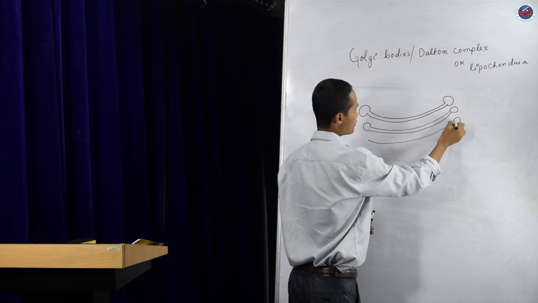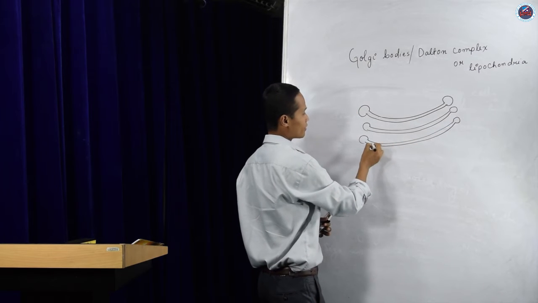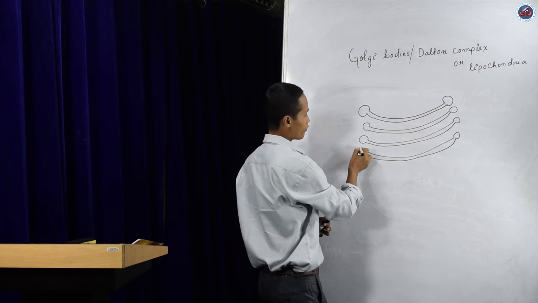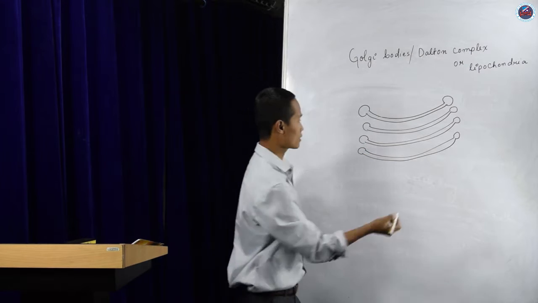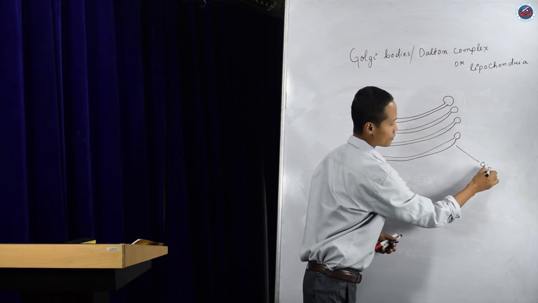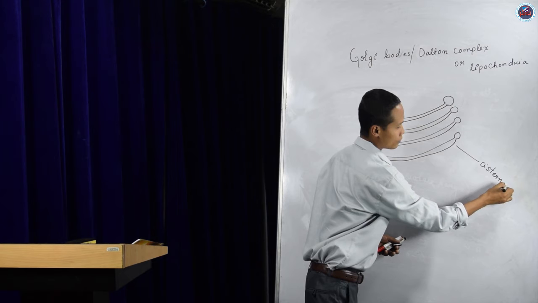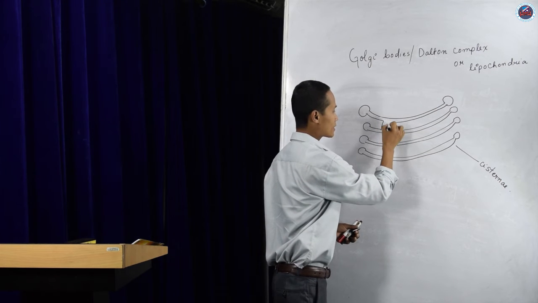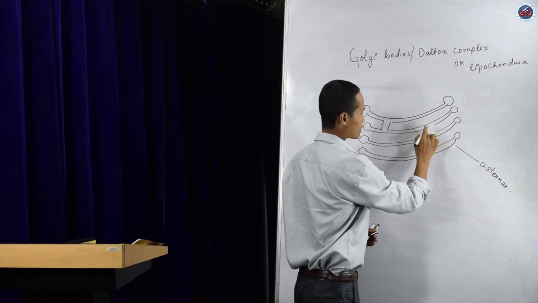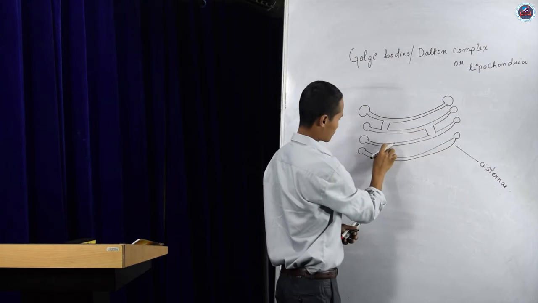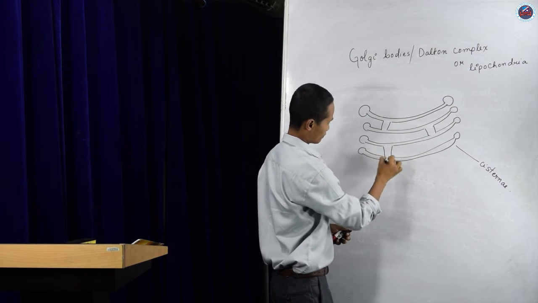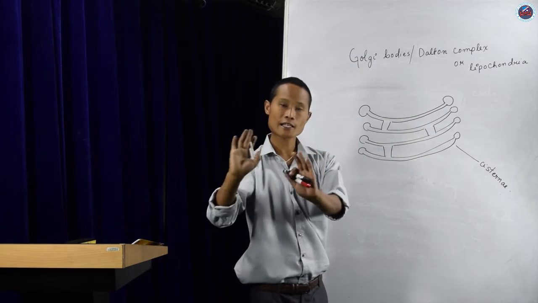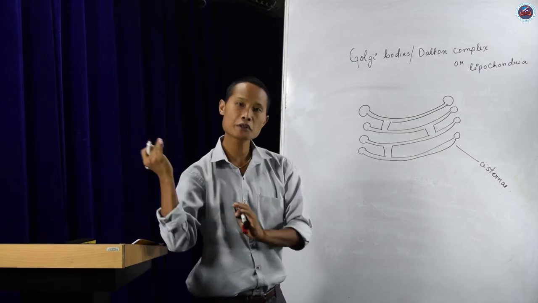So these are called cisternae. In the case of animal cells or plant cells, you will find many cisternae. Okay, these are said to be cisternae. And one cisterna is connected with another cisterna like this. In plants and animals, many cisternae have been observed.